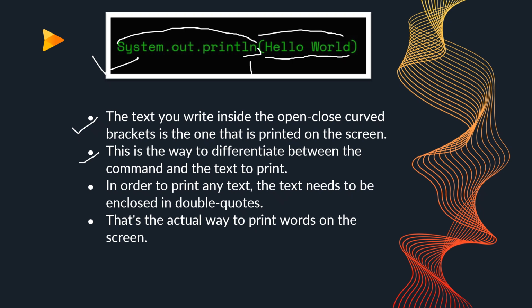In order to print any text, the text needs to be enclosed in double quotes. So this is our double quotes, and this is our double quotes. We are going to use these double quotes, and here we can write anything and it will run. When we write any text between double quotes, it is known as a string. We are going to also see data types in our further videos. For now, just focus on writing the first program. Don't stress, don't worry about anything.